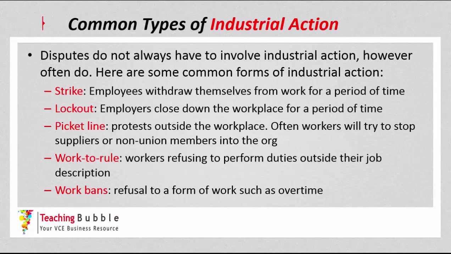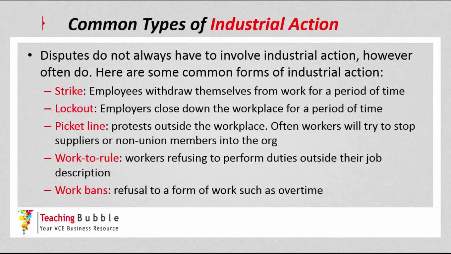So, common types of industrial action that employees or organisations can take, along with their unions or representatives, to show their importance during a dispute. A strike is where employees withdraw themselves from work for a period of time, that's one of the most common ones. A lockout is a little bit similar, but from the employer perspective, where the employer closes down the workplace for a period of time to stop the employees coming in. That means they can't come to work and can't get paid.